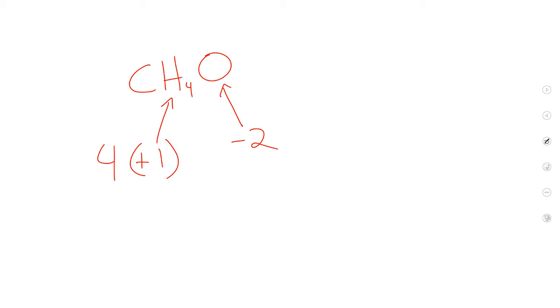So hydrogen's going to be plus one, and there are four of them. So we've got a minus two and a plus four. Carbon just has to be whatever carbon needs to be to make up the difference so that it adds up to zero. So minus two and a minus two and a plus four adds up to zero.